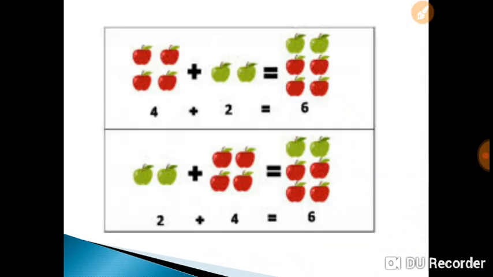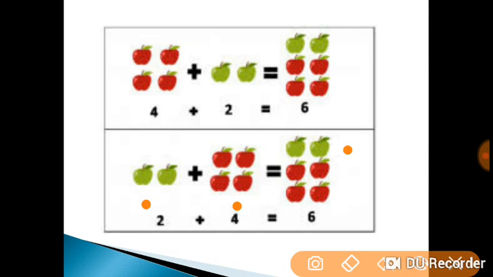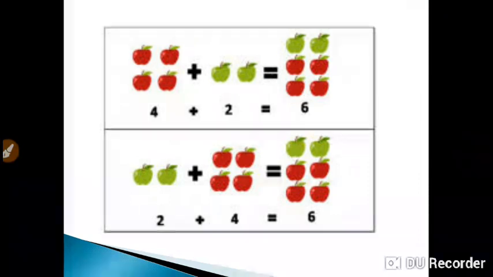Let us consider an example. Suppose you have 4 red apples and 2 green apples. If you add them, you will get 6 apples, 2 green and 4 red. If you try to add in a different order, that is adding 2 green apples first and then adding 4 red apples, again the sum will remain the same. Still you will get 6 apples in all. It means that commutative property holds good for addition of whole numbers but it does not hold good for subtraction of whole numbers.